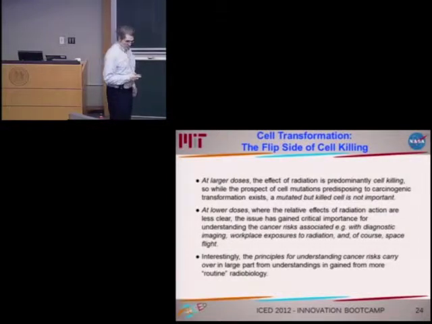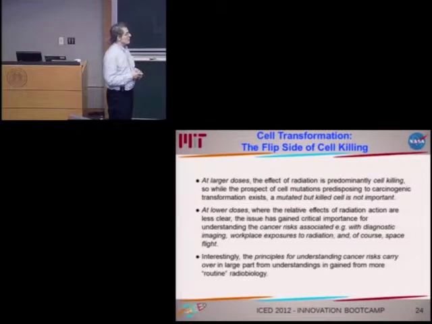Okay. So what we see is that cell transformation is sort of the flip side of cell killing. At larger doses, the effect of radiation is predominantly cell killing. So while, as we know, radiation is also a mutagenic agent, what we hope for, at least, is that we have killed cells. It's sort of like the competing causes of death kind of thing. A mutated but killed cell is unimportant. So if all goes well in a therapeutic context, mutated cells wouldn't be a problem. But certainly at lower doses, we can't necessarily hope for that.